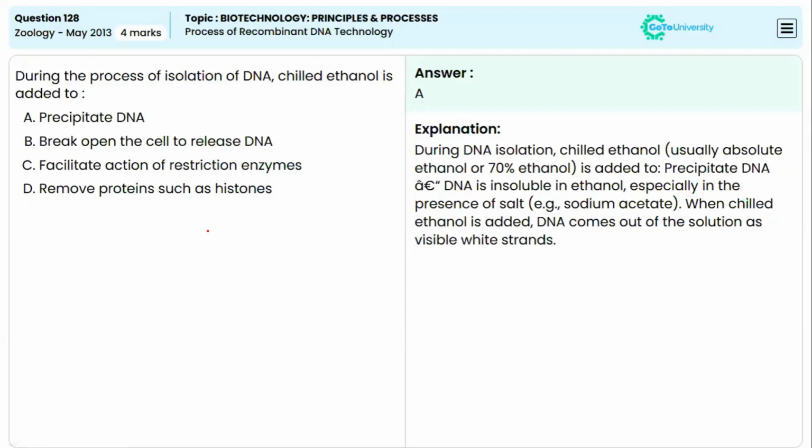During the process of isolation of DNA, chilled ethanol is added to precipitate what? This is an easy question. It is used to precipitate the DNA, isn't it? During DNA isolation, ethanol is added to precipitate the DNA because DNA is insoluble in ethanol, especially in the presence of salt, that is sodium acetate. When chilled ethanol is added, DNA comes out of the solution as visible white strands. So the answer is option A.